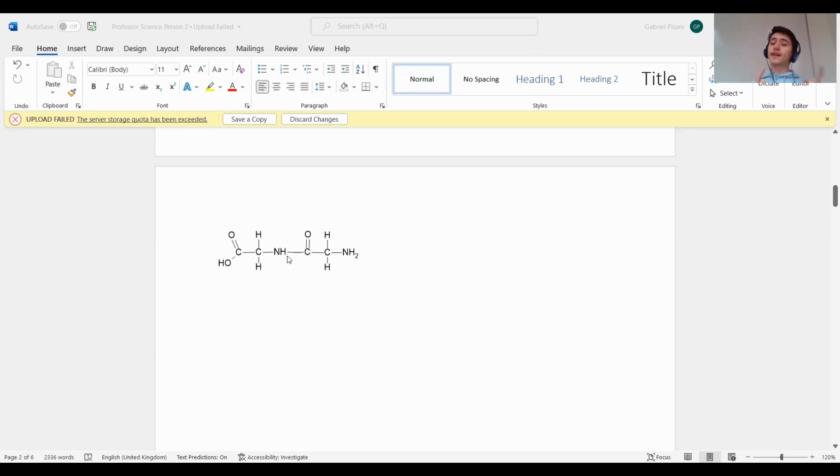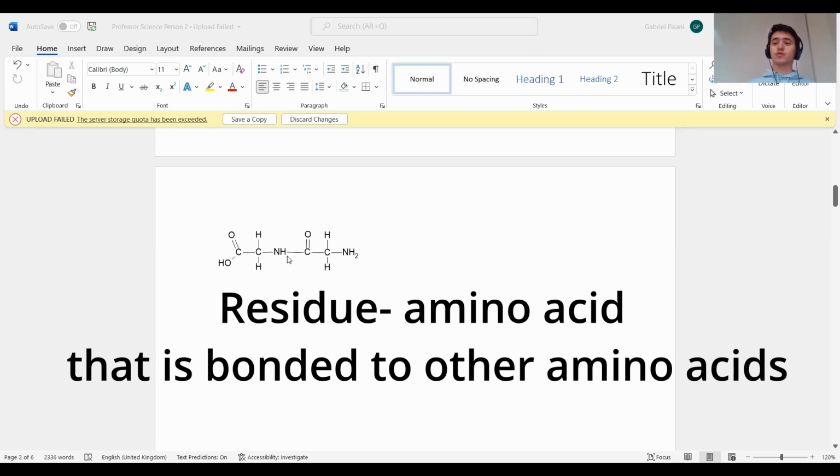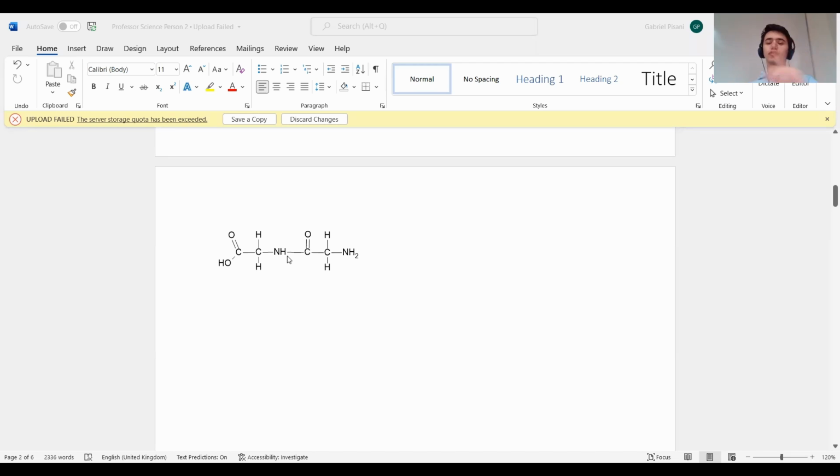These amino acids are now technically known as residues, because they're no longer full amino acids, but rather bonded amino acids, now known as residues. So, this sequence of residues from beginning to end is the primary structure of the protein and determines the final shape of that protein.